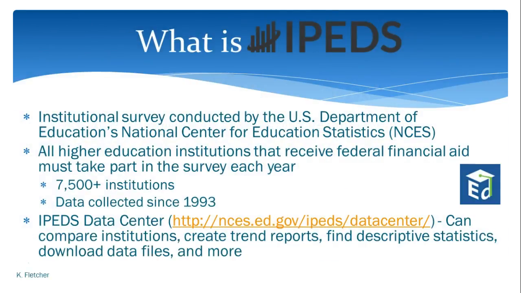IPEDS is an institutional survey conducted by the U.S. Department of Education's National Center for Education Statistics. If your higher education institution receives federal financial aid, it must report data to IPEDS each year. Over 7,500 institutions take the IPEDS survey, and data has been collected since 1993, which makes it a great source for longitudinal data. You can use the IPEDS Data Center to compare institutions to each other, create trend reports, find descriptive statistics, download data files, and more.